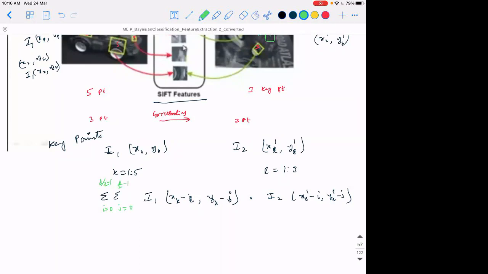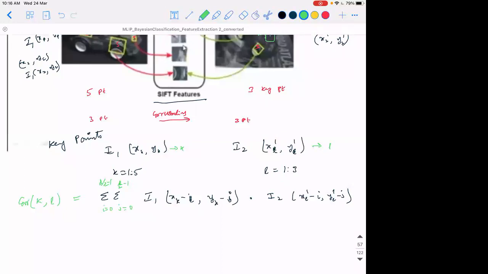Is this fine or not? This is what I am writing as the correlation between the patches around xk, yk and xl dash, yl dash. So I am establishing the relation between k and l. If I consider that this key point is at k and this key point is at l, I am considering the patches between these two. Right? Is this fine or not?